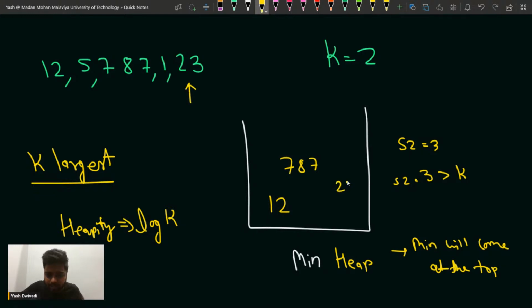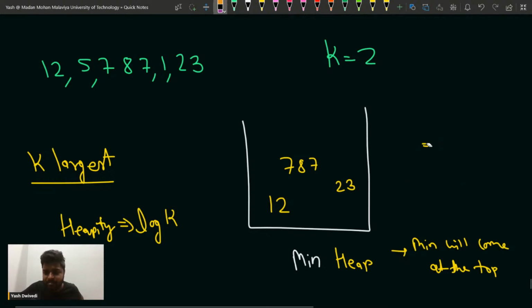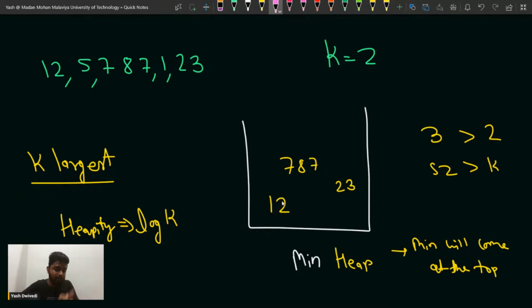Now I'll insert 23 inside the heap. Now again, the size of the heap is 3, which becomes greater than k. So again, I will remove the minimum element here, because I will remove the top.